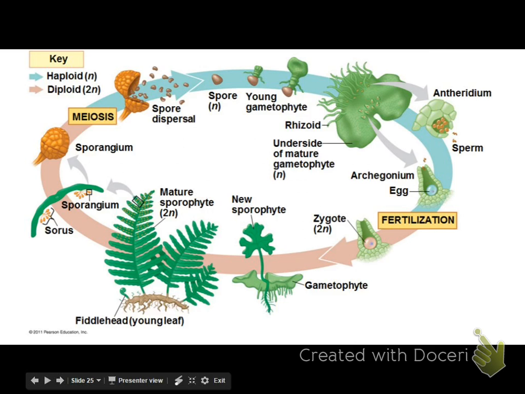Alright, so basically, as you can see from here, it starts its life with meiosis in the sporangia, and the spores get dispersed, and then the spores become these young gametophytes, and they're looking for a mate essentially, or a fertilization. Then you get the zygote of the plant, and then it grows up into a mature sporophyte, and then it spores itself out, and it just continues the process.